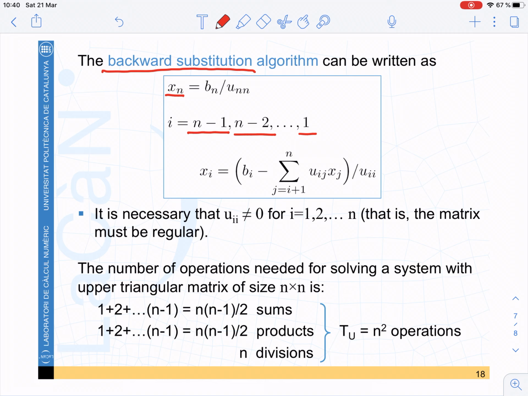Again, we need all diagonal entries in U to be non-zero, to avoid division by zero. Matrix U should be regular. And not surprisingly, the operation count is exactly the same as for a lower triangular matrix. That is, we need to perform n squared operations.